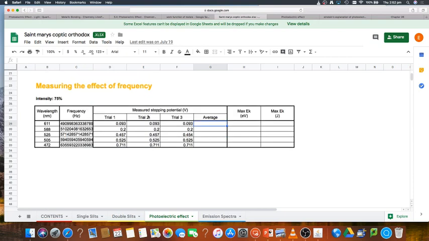All right, but let's have a look at if we vary the frequency, what effect that has on the stopping voltage. Now, these students have gone and carried out some measurements of wavelength versus the amount of voltage required to stop the most energetic electrons. So I'm going to start by carrying out the averages for them.